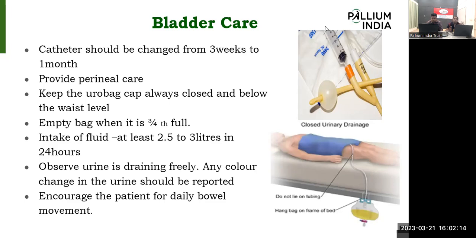Okay, and observe the urine. You have to tell them to observe the urine color and so on. If they have a color change there, they have to let us know. But you have to check. If they give some kind of information, you have to check whether there are any signs and symptoms of urinary tract infection. Then only you can give some antibiotics for that.